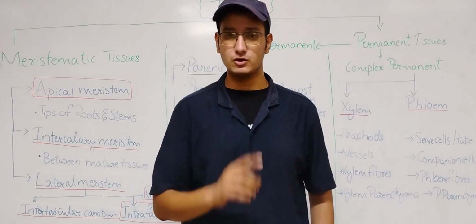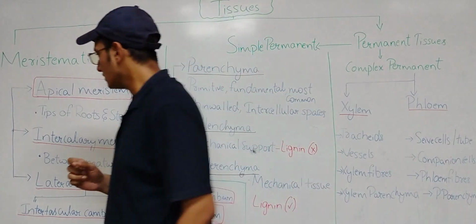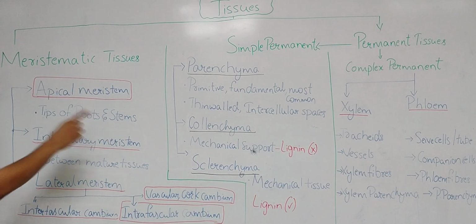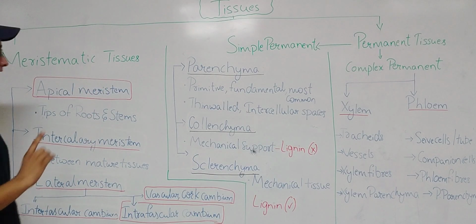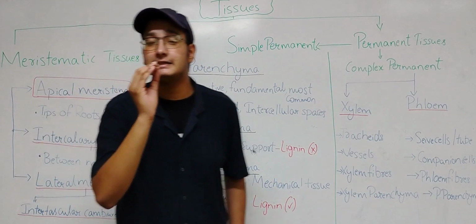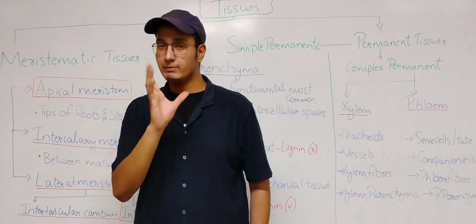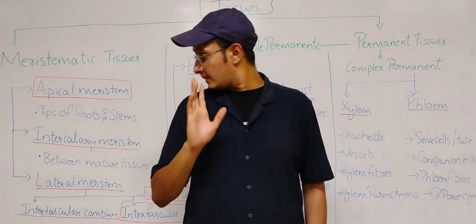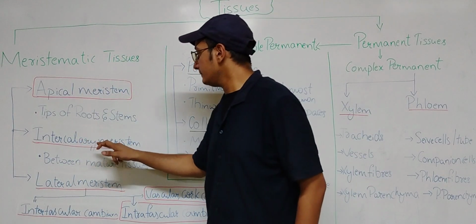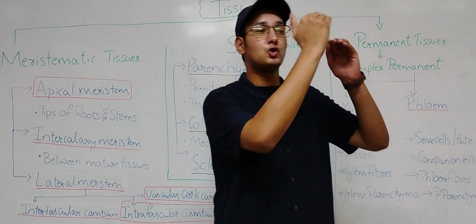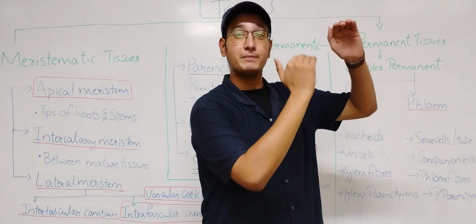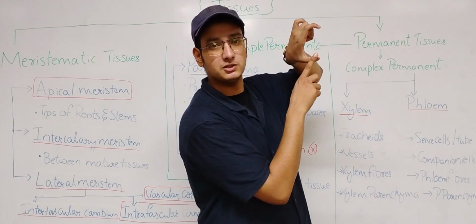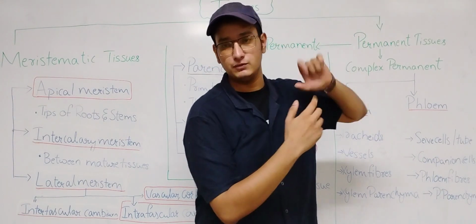Let's start with the first group, meristematic tissue. There are three different kinds of meristems: apical meristem, intercalary meristem and lateral meristem. Apical meristems are present at the tip of the root and stem. Remember, at the tip of the root and stem. That's the main thing for them. Coming to the second one, intercalary meristem. These are present between two mature tissues. So if this is a mature tissue and this is a mature tissue, it is present between them.